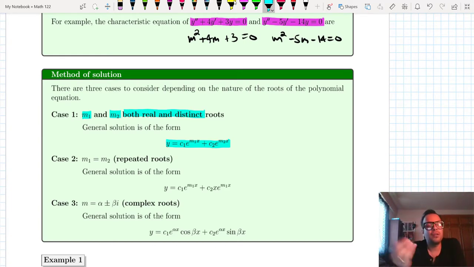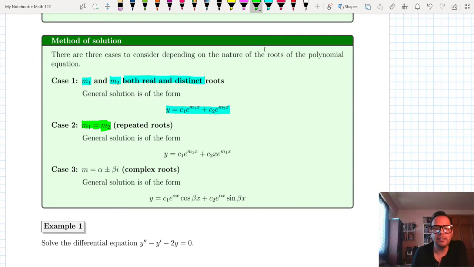No calculus. Convert that only to an algebraic polynomial equation. Solve the polynomial equation. Those solutions will tell us what to do. There are cases in which the equations give a repeated solution, and in this case, notice the solution. They look similar, except for this factor of x that gets added here that is not on the previous case.